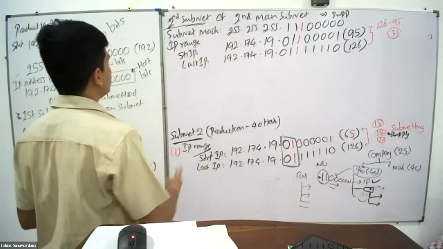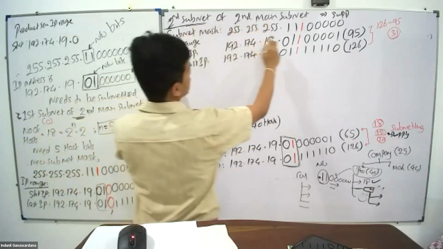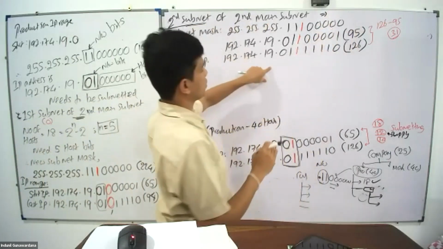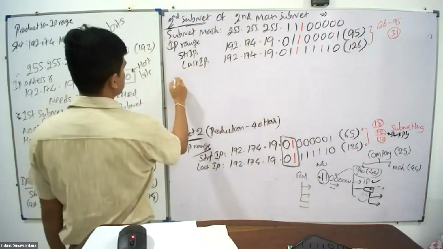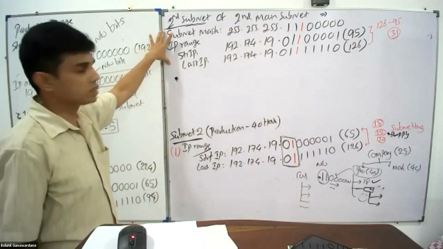So then we'll come to this point. Second subnet, of course, second main subnet. Then we'll have this one. Come up to this level. Then we like that part and say, come up to this level. So second subnet of this.